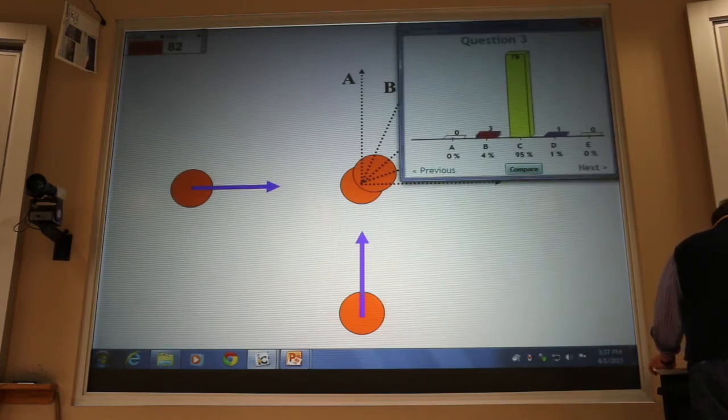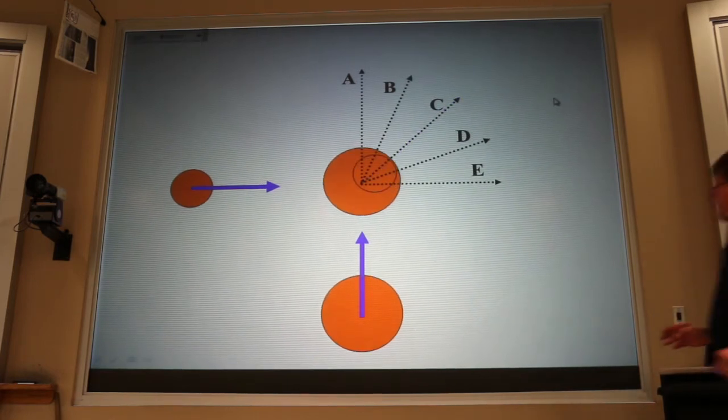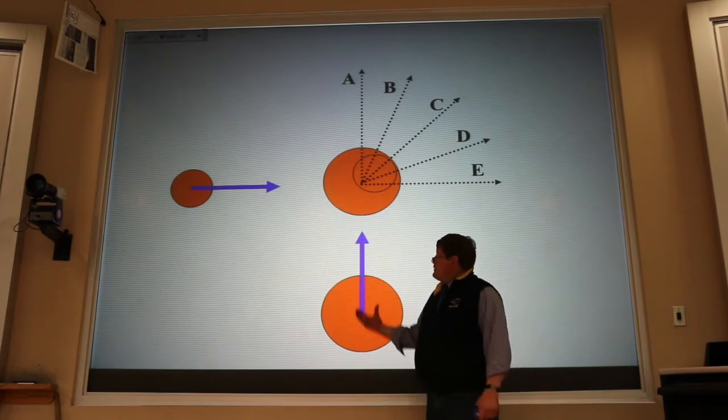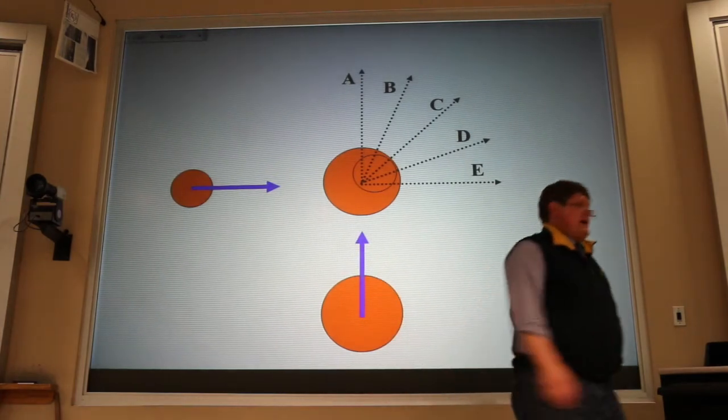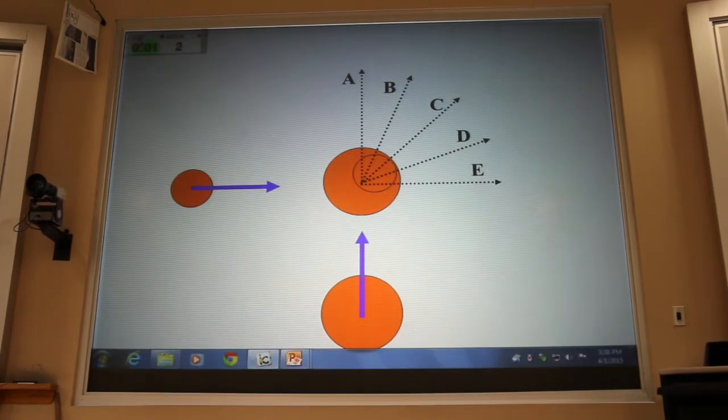Good. C is the correct answer. Now, suppose I replace one of the hockey pucks with a Mondo hockey puck. But they're both going the same speed. And now, which direction is going to be most likely after they stick together?